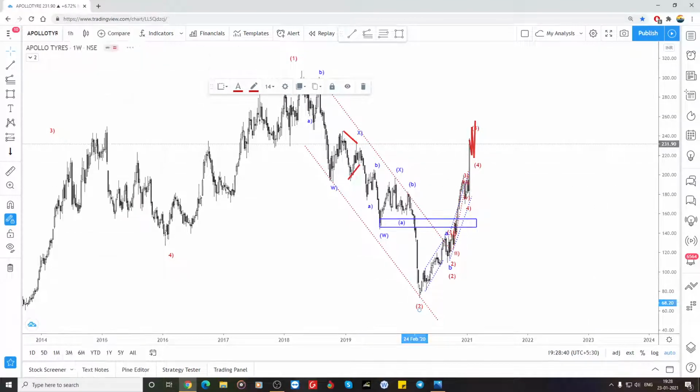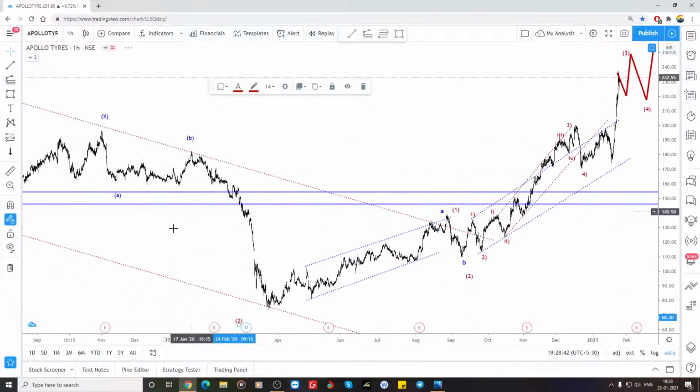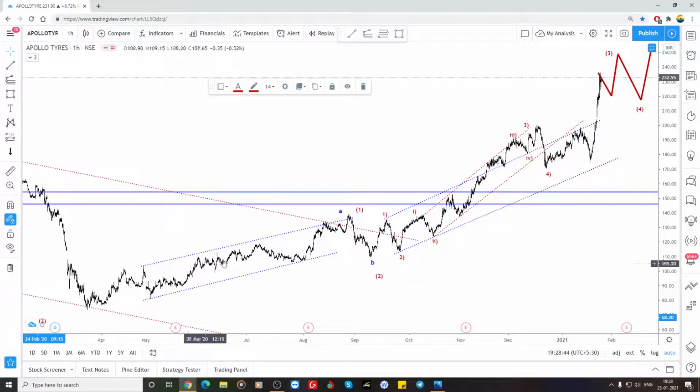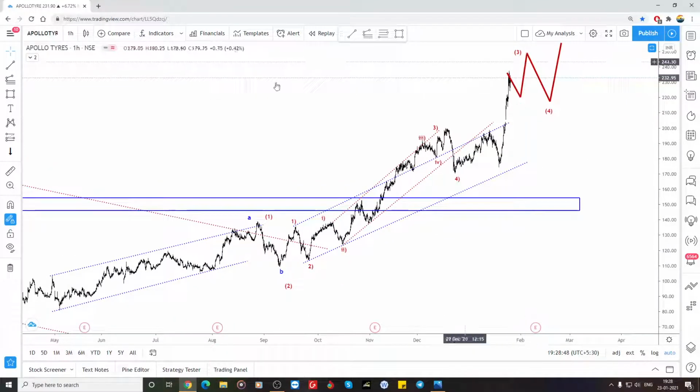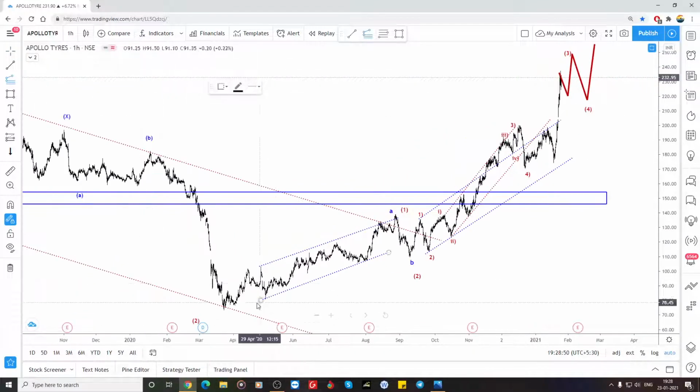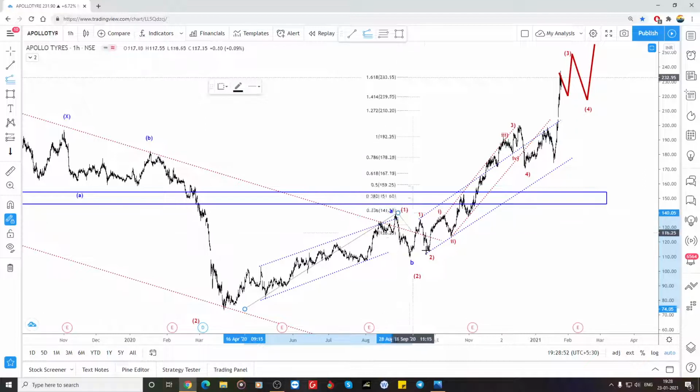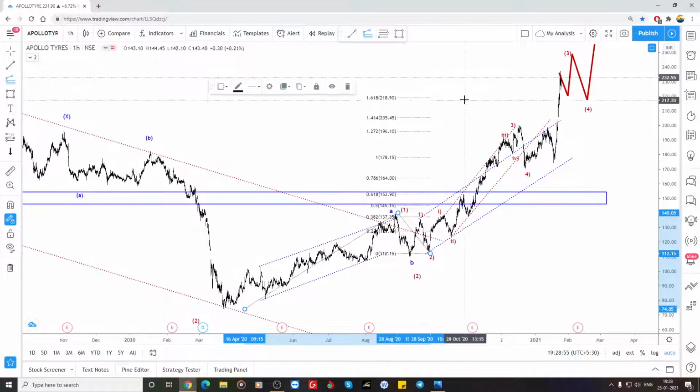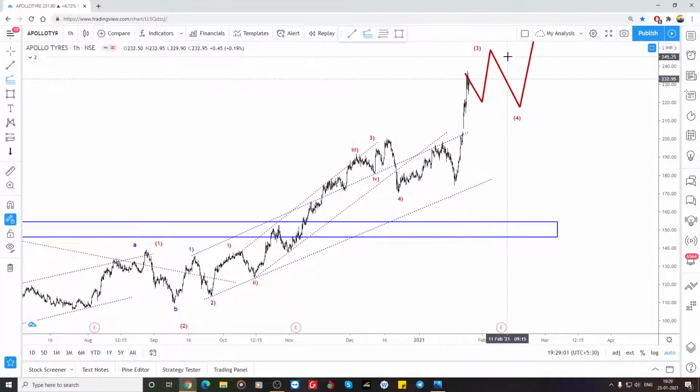So here after this, the whole thing becomes a 1, 2, so 3 has to come here. So according to this wave 1, rejection of the wave 2, we are already above the 1.618, so there is not an issue. So let's see how it plays here.